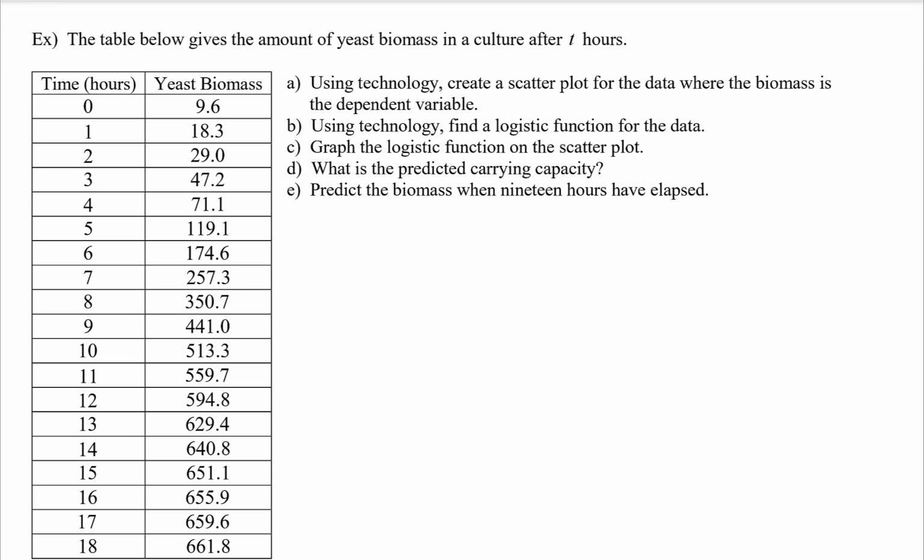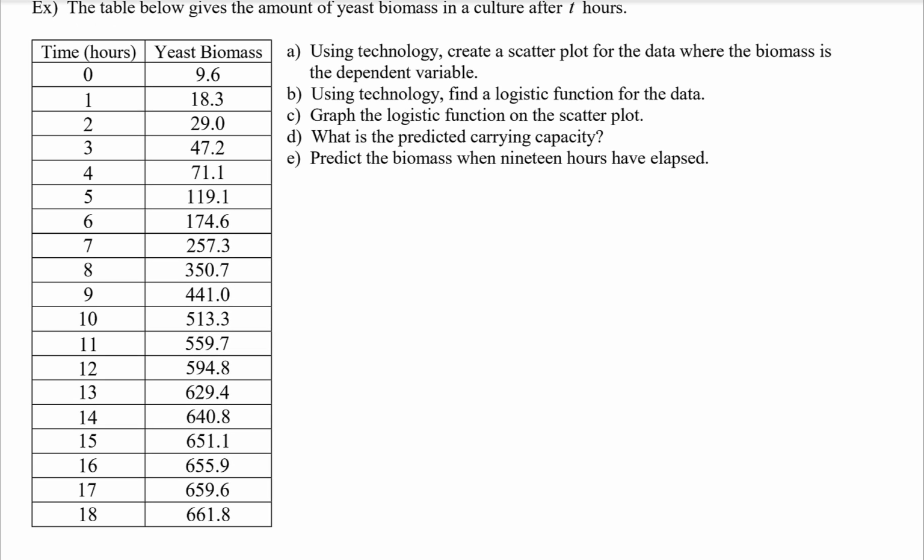Let's look at another one. The table below gives the amount of yeast biomass in a culture after T hours. So basically you start with some yeast and let it grow, and then keep track of how much time has elapsed and keep measuring how much yeast there is. Part A says create a scatter plot. We'll do that on GeoGebra. And then they want us to fit a logistic function to that. Well, let's see what the scatter plot looks like and see if logistic makes sense or not.